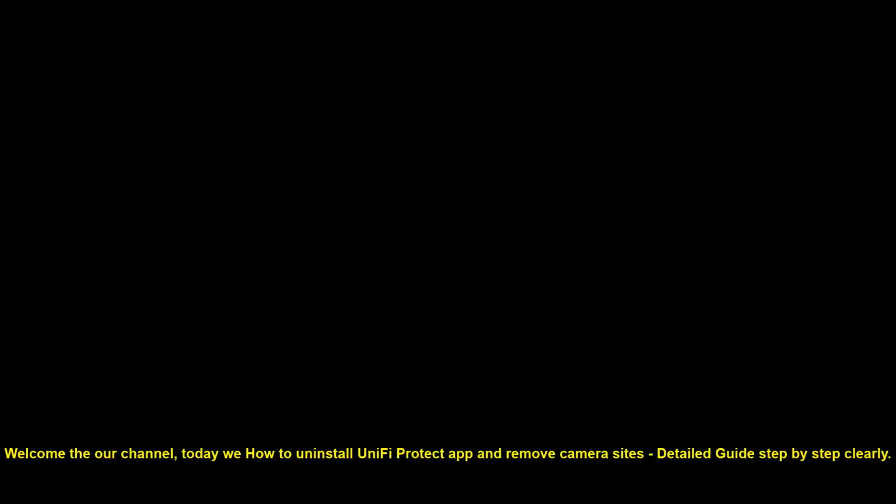Today we will show how to uninstall the UniFi Protect app and remove camera sites, a detailed guide step by step clearly. To begin, launch the UniFi Protect app on your device. Navigate to the main dashboard. Locate the camera or site you wish to uninstall.